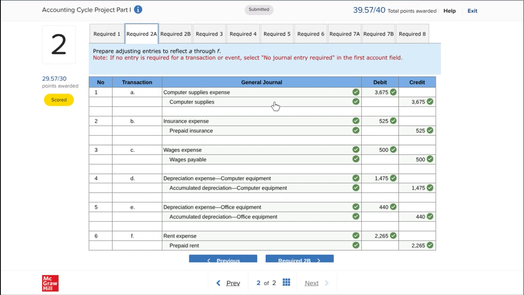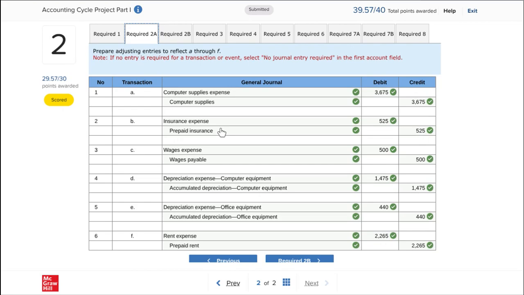To record this, I debited computer supplies expense, and then I credited computer supplies for that amount. This makes sure that only the $670 of supplies still on hand remain as an asset, and the amount used is recorded as an expense. Next, I adjusted prepaid insurance.